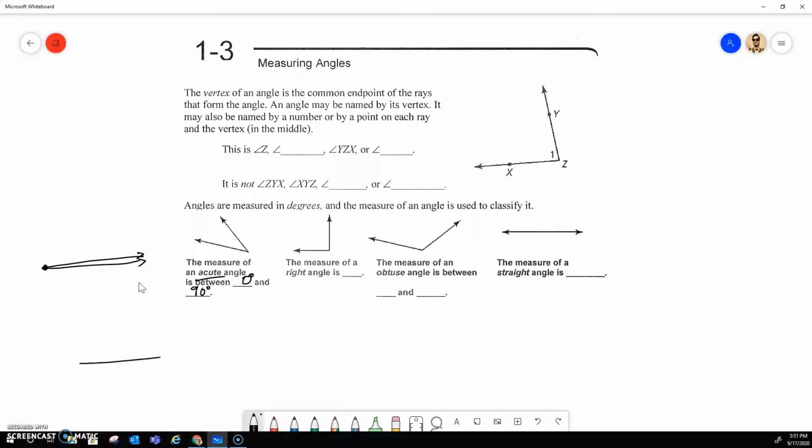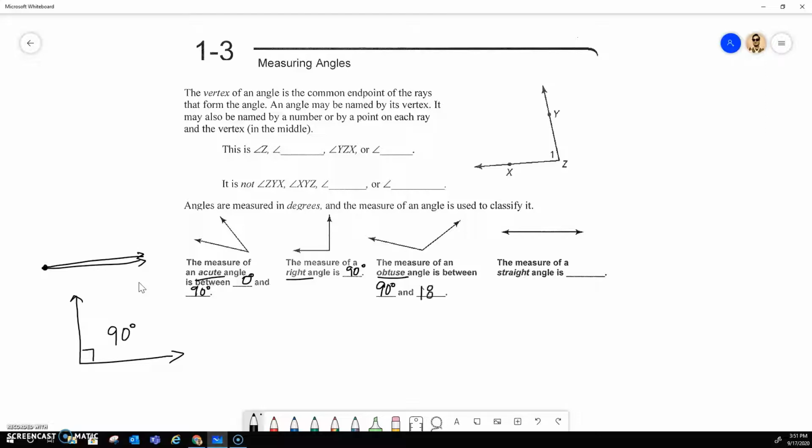A 90 degree angle would look like this. I show it on the diagram with this symbol right here. And that means if we have a 90 degree angle, we call that a right angle. So the measure of a right angle is 90 degrees. The measure of an obtuse angle is greater than 90 degrees. It can't be 90 degrees. Why not? Well, because then that would be a right angle.